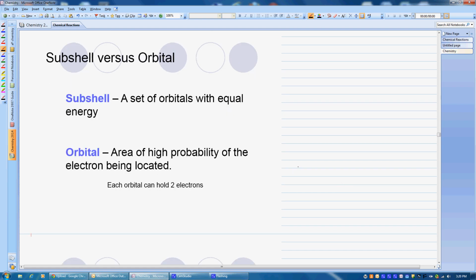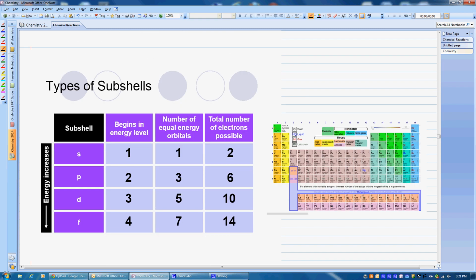The subshell is a set of orbitals, so there might be more than one orbital in a subshell. And the orbitals are where those electrons are traveling in that crazy pattern all over the place. Each orbital can hold up to 2 electrons. So if we have this circular orbital, which is an s orbital, there can be 2 electrons inside of it. We could have a p orbital, and we could have 2 electrons here and 2 electrons here. So that's an example of how we find our electrons.